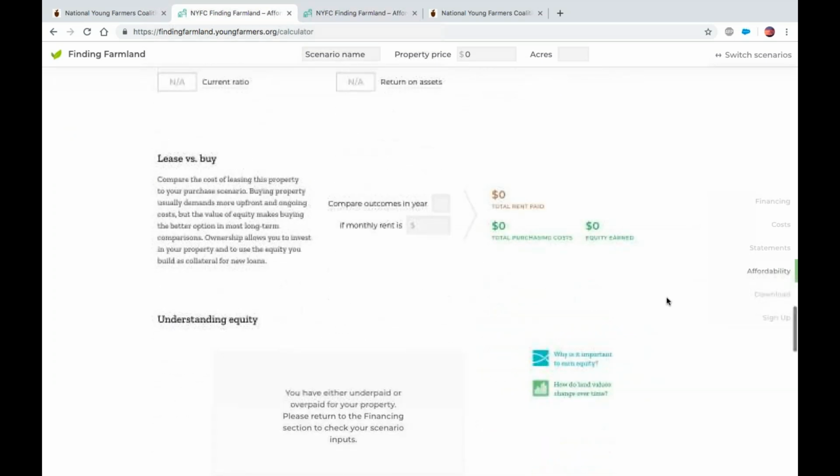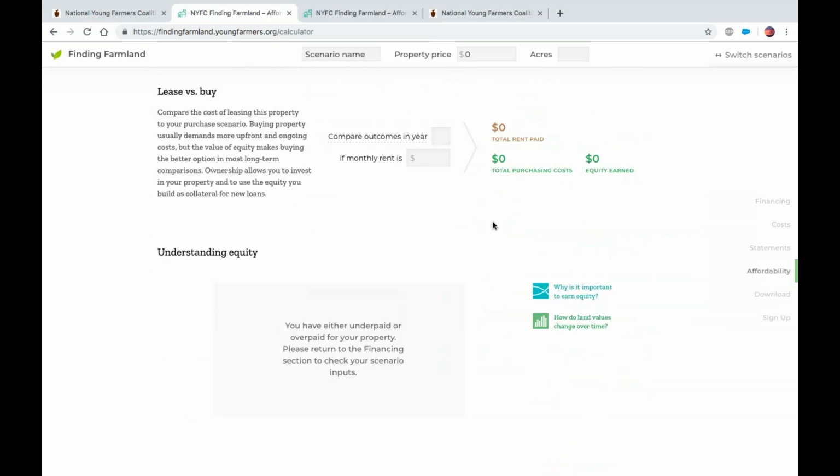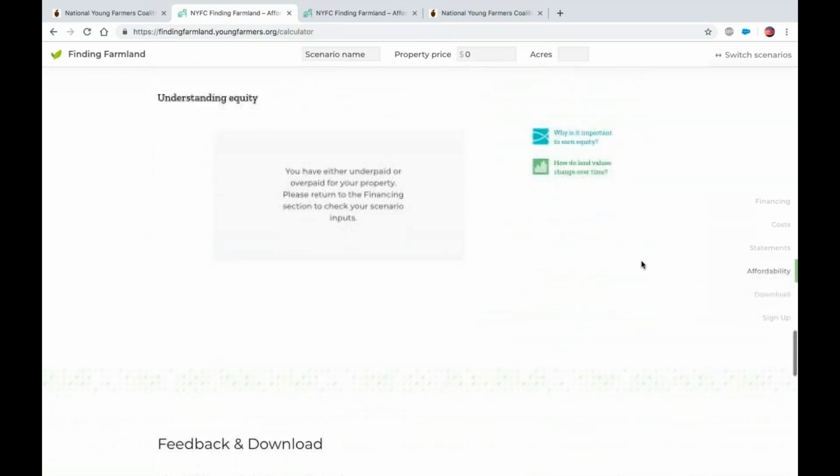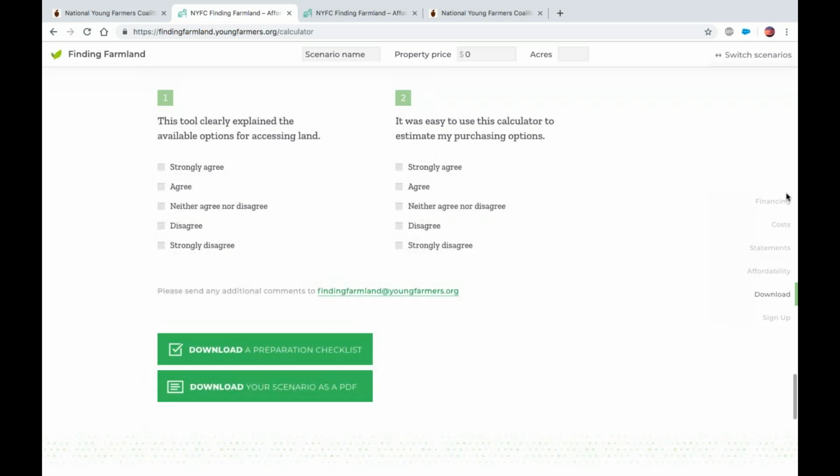And then there's some more information in the bottom. I'll show you the lease versus buy calculator once we have some information loaded in, and the equity section too. And the last thing to show you is that you can download your scenario as a PDF. So again, once we have information here, we'll do that so you can see what it looks like.